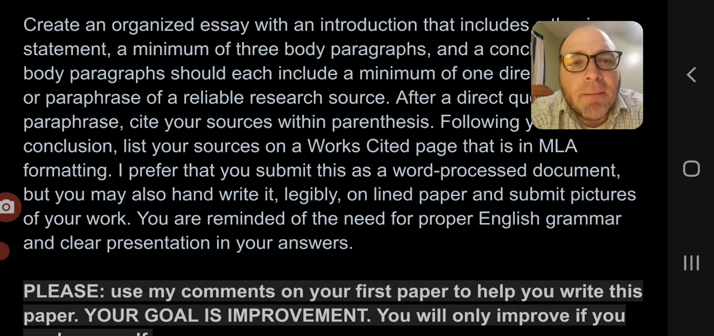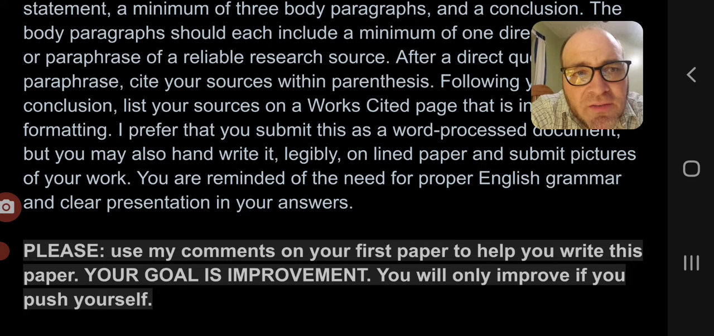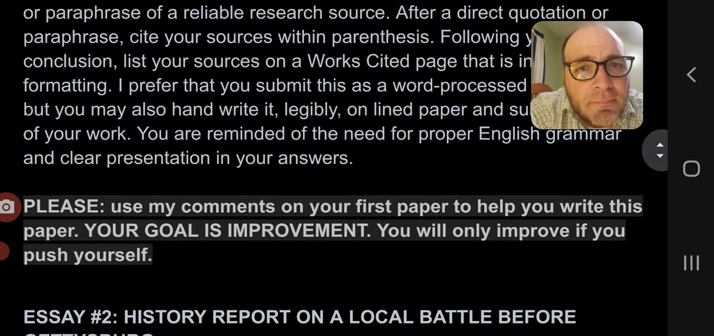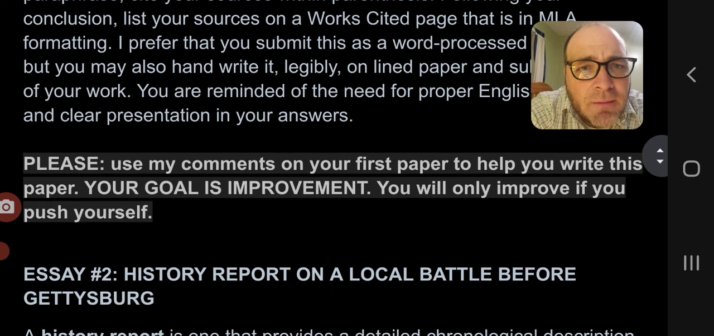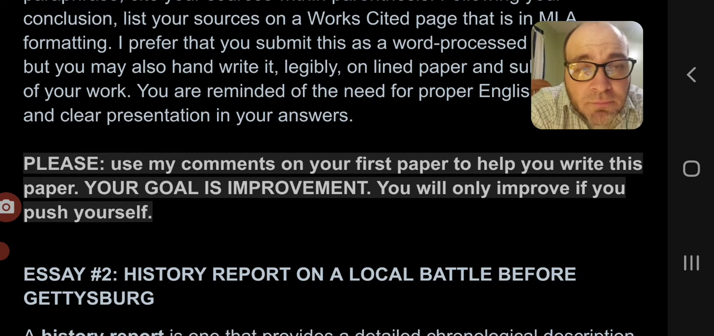Where was I? I prefer that you submit this as a word processed document, but you may also handwrite it legibly on lined paper and submit pictures of your work. You are reminded of the need for proper English grammar and clear presentation in your answers. Next, you will see a highlighted bit. Please use my comments on your first paper to help you write this paper. Your goal is improvement. At the end of the day, that's the whole goal of the class.